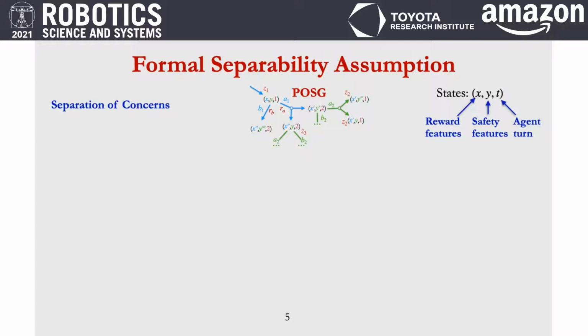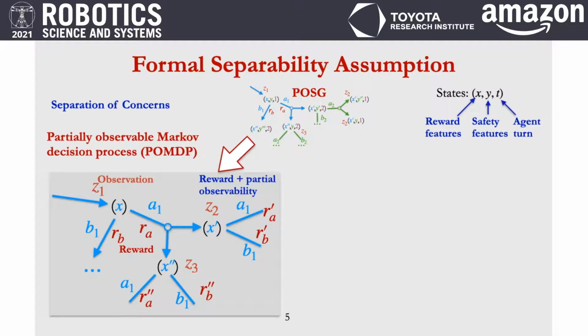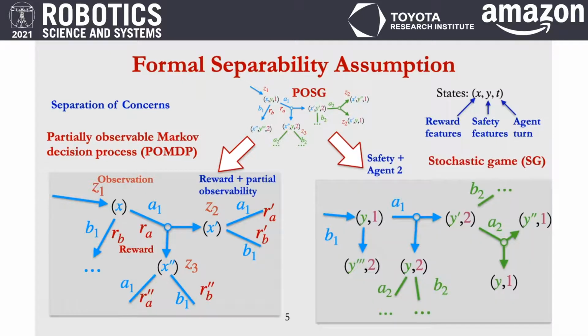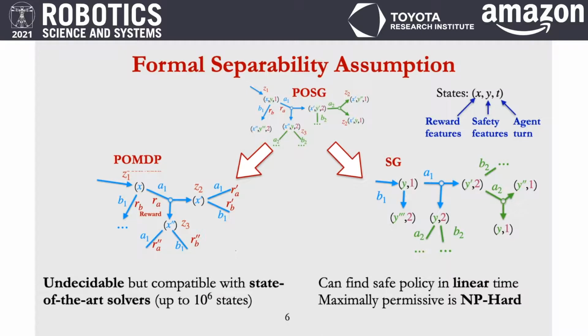In the case of the presented problems, this involves separating the reward task with the partial observability from the safety task and the adversarial agent. In doing so, we create a partially observable Markov decision process and a fully observable stochastic game. Finding the optimal policy for a POMDP is still undecidable, but the state-of-the-art solvers have made the policy computation more tractable. Meanwhile, finding the maximally permissive policy for a stochastic game can be written as a mixed integer linear program, which is NP-hard.